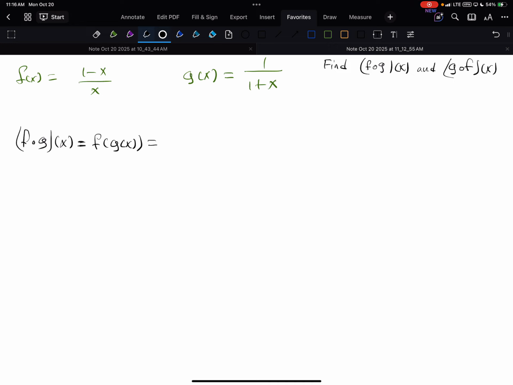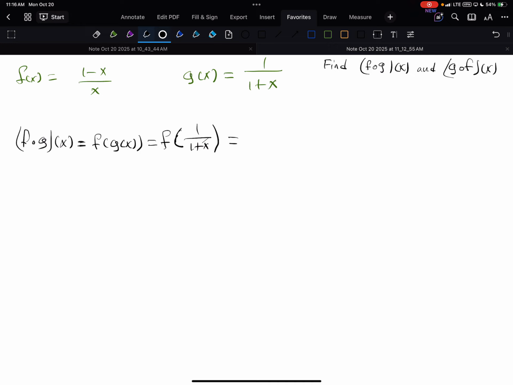And the way I always like to do it is write this in stages. So this is going to be f of, and instead of g of x, I write 1 over 1 plus x, because that's the output of my g of x. And then I put that into the input of my f of x, which in this case is going to be really nasty because this is complex fractions now. We have fractions within fractions.